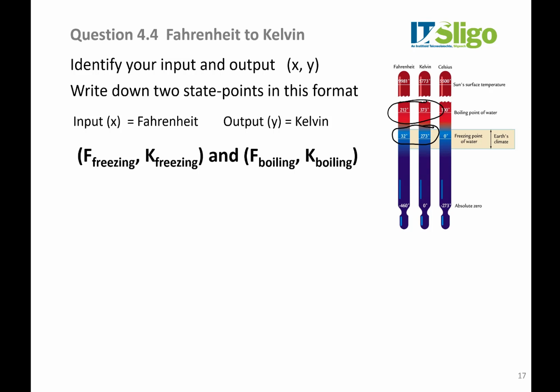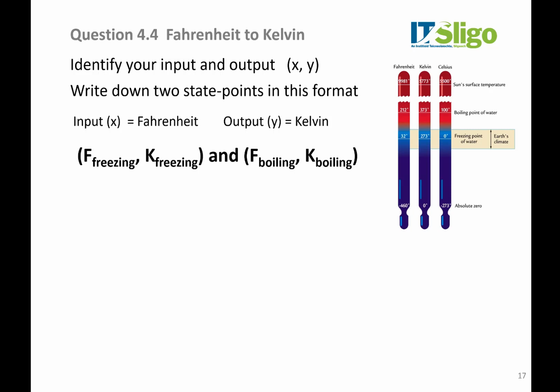If I wanted to change Kelvin into Fahrenheit, the other way around, then I'd have to write my points with Kelvin as my input. That's capital K in both cases. And Fahrenheit as my output. But the question is asking us Fahrenheit into Kelvin. Once you've got that correct, guys, then the process is the exact same as we've done before.